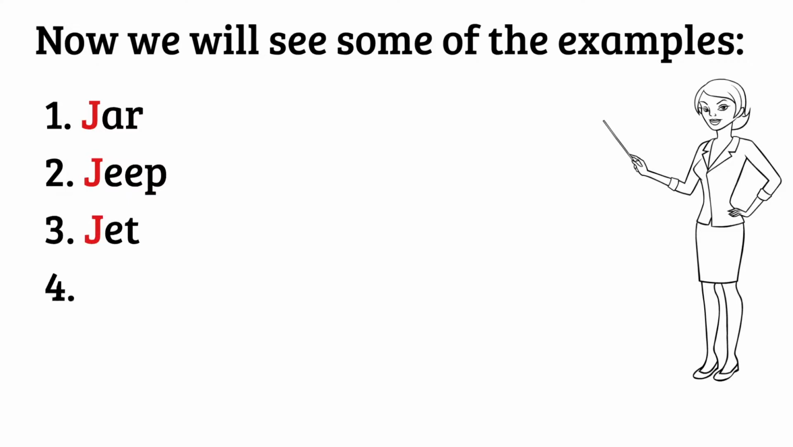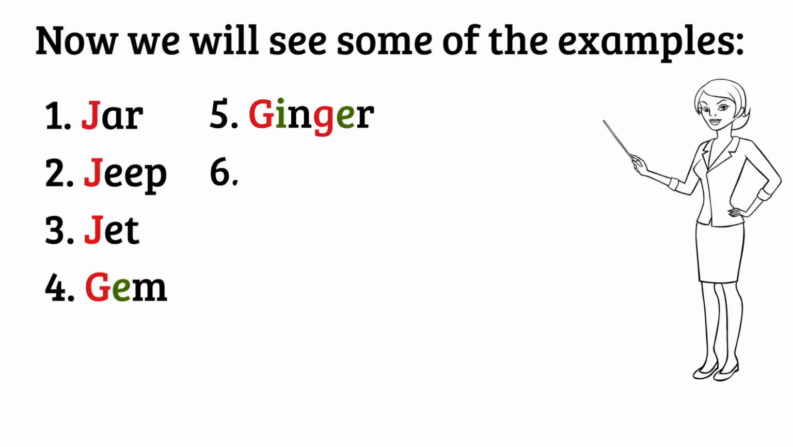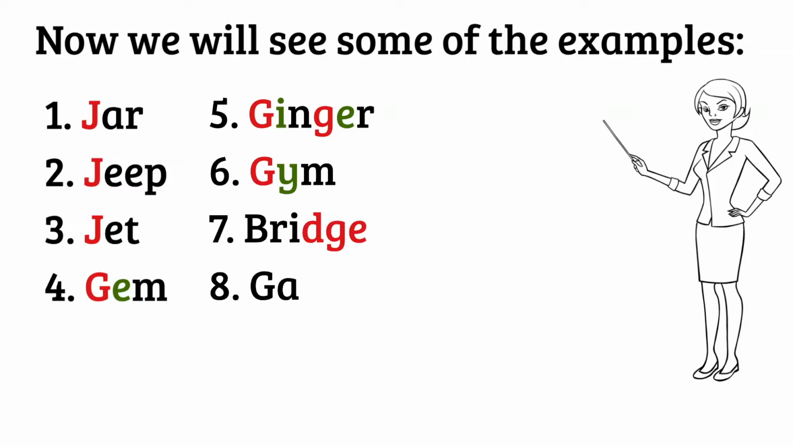G says j as in jam. G says j as in ginger. G says j as in gym. DGE says j as in bridge. DGE says j as in gadget. DGE says j as in lodge.